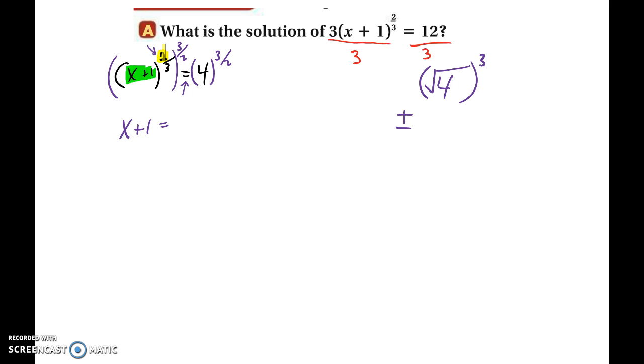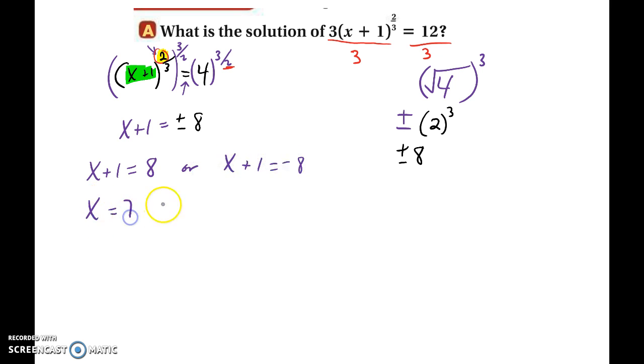So when you're doing this equation, whenever you have something that is being raised to a 2nd power like this one is here, when you take that square root, you must say plus or minus. So this is actually equal to plus or minus the square root of 4, which is 2 cubed, and this is actually plus or minus 8. So x plus 1 is equal to positive or negative 8. So that means x plus 1 is equal to a positive 8, or x plus 1 is equal to a negative 8. So x is then equal to 7, or x is then equal to negative 9.